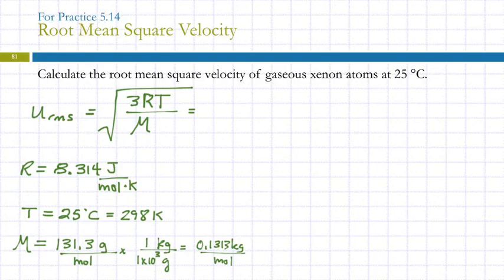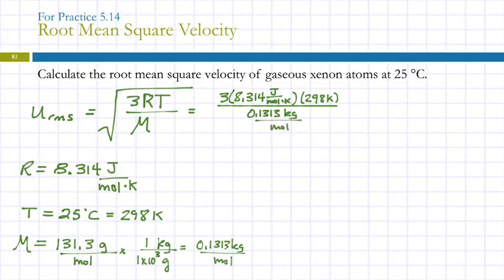So I'm going to put these numbers into the equation. I've got 3 times 8.314 joules over mole Kelvin times 298 Kelvin. And all of that is divided by 0.1313 kilograms per mole. And then the square root of the whole mess.